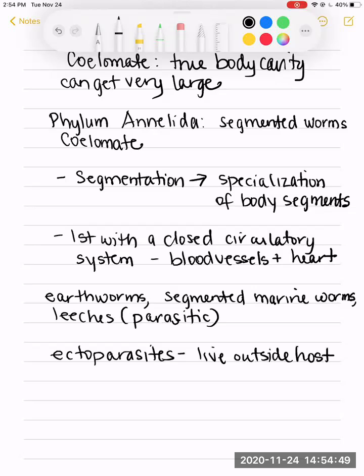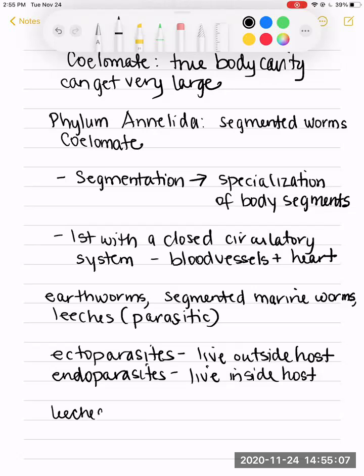Fleas and ticks are also ectoparasites. The worms we looked at before were called endoparasites. Okay, they live inside the host. Leeches are interesting because they are actually medicinal and they are still used today in medicine.